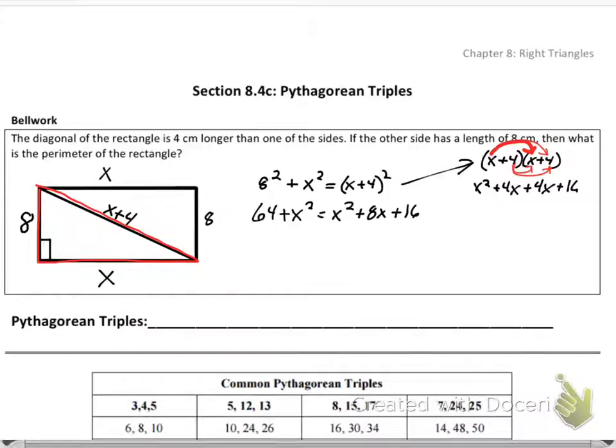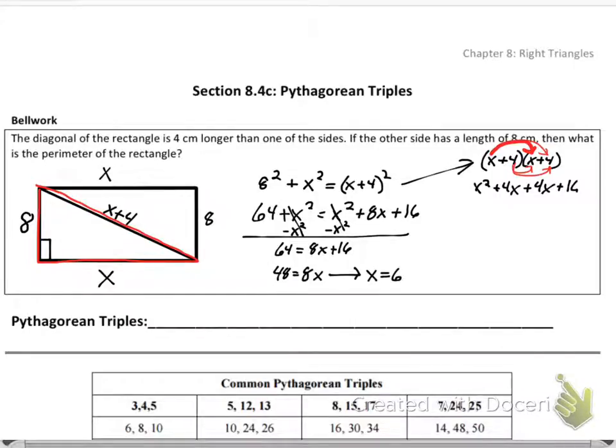I need to get all my variables on one side, all my numbers on the other. So I'm going to subtract x squared from both sides. Gone, gone. I'm going to have 64 equals 8x plus 16. Subtract 16 from both sides. You're going to see you have 48 equals 8x, which tells me x equals 6.